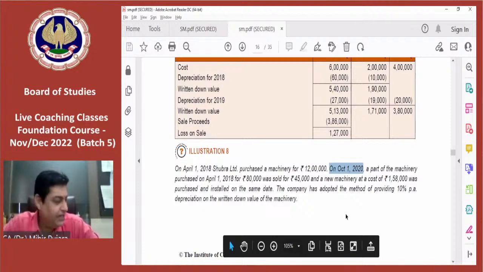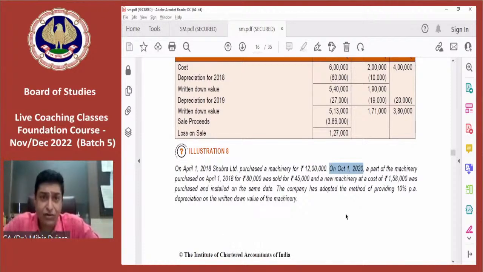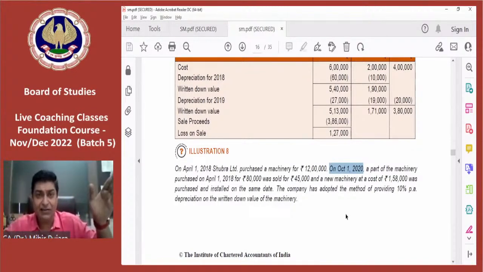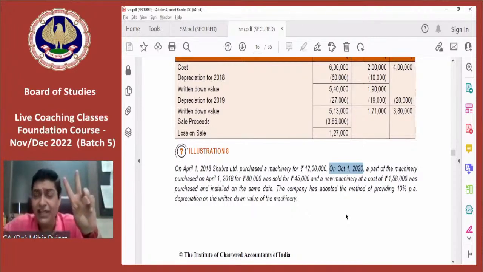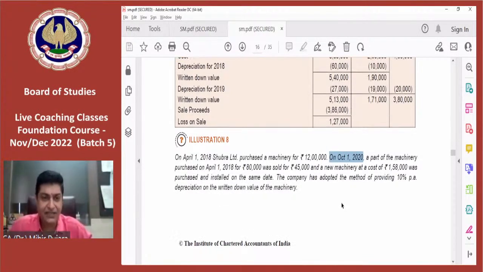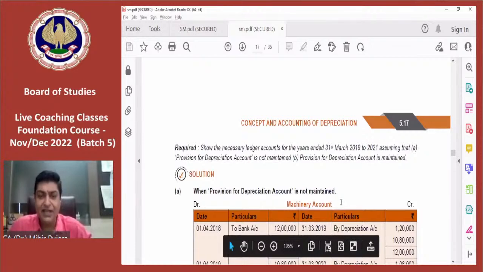You can refer to the dates, guys. The asset is sold almost after 2 years. So 1/4/18 is the date of purchase, 2 years will pass, and then the asset is sold out. So logically, we have to provide 2 years depreciation, right? And it's a March ending, guys.